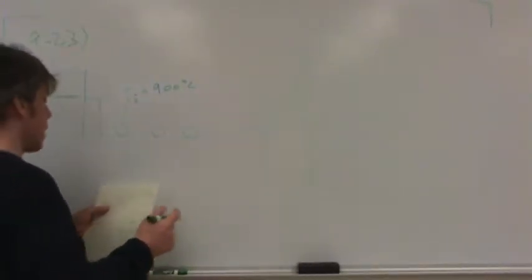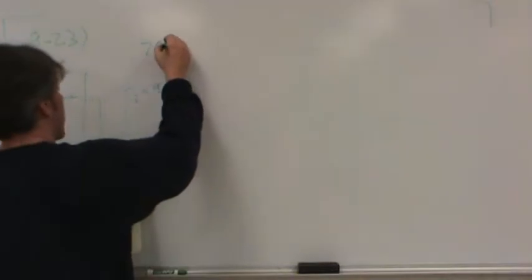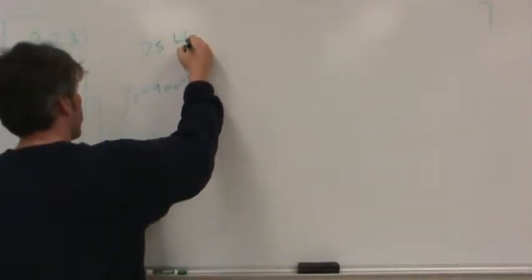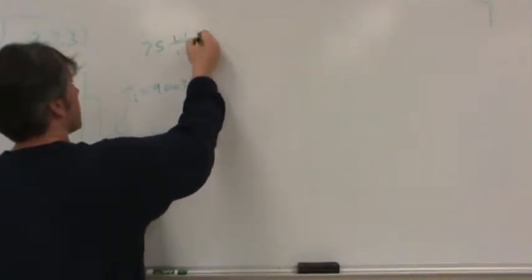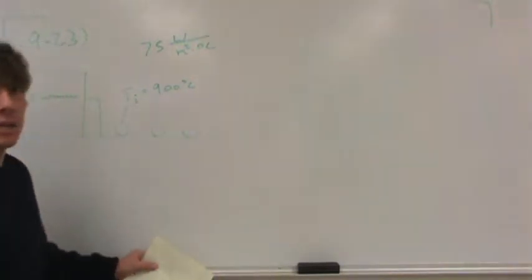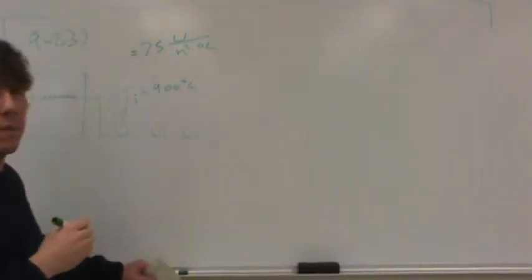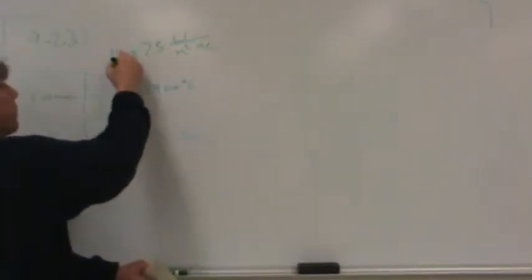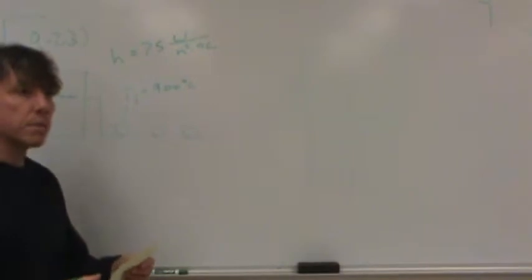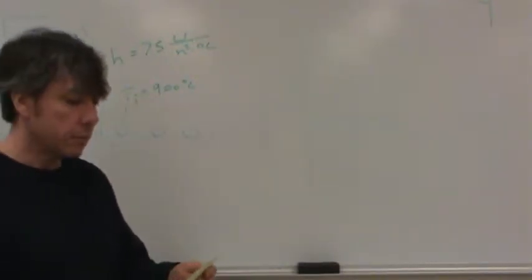Now, they gave us a number that was 75 watts per square meter per degree Celsius. What kind of symbol should I put with that? It was a property of the air. It is the average heat transfer coefficient. So what symbol do we use for that? What letter? H. Where do we get the 75 from? It's in the problem statement.